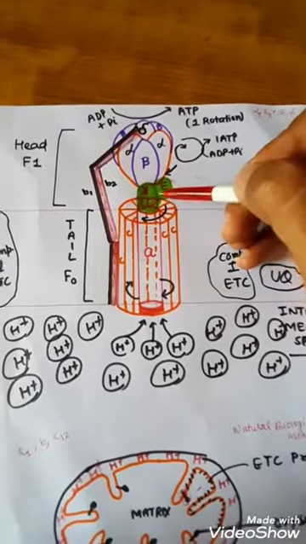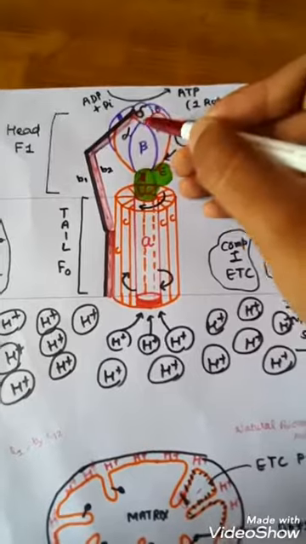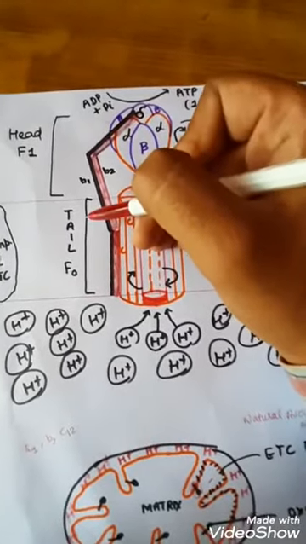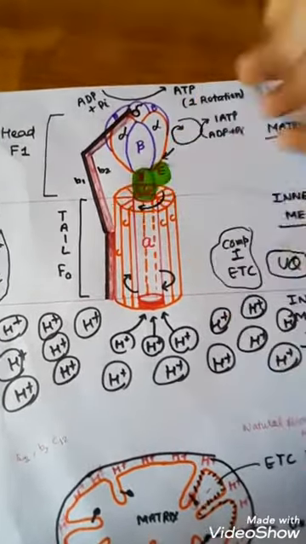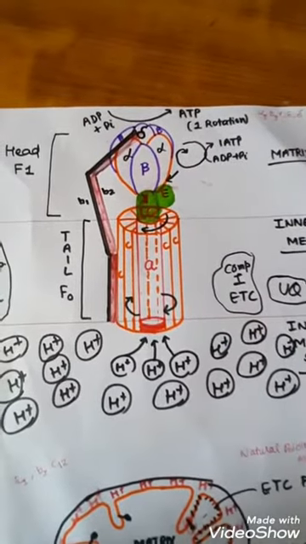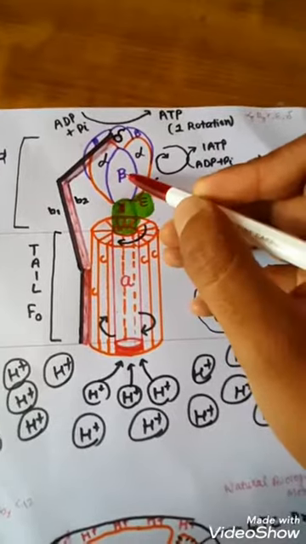The gamma, epsilon and delta subunits are present as a single unit each. The gamma and the epsilon transmit the torque from the tail F0 to the head F1. The delta subunit forms the stator along with the B subunit of the tail F0. The main rotor part of this biological motor is made by the alpha and beta subunits. Both alpha and beta are present in 3 numbers, so there are 3 alphas and 3 betas.